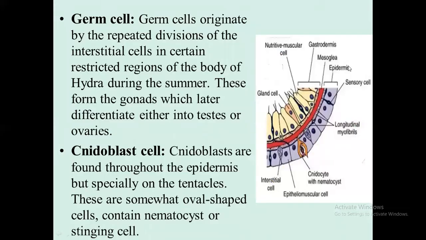Now, germ cells. Germ cells originate by repeated divisions of the interstitial cell in certain restricted regions of the body of Hydra during the summer. So germ cells are produced from interstitial cells. Actually, a germ cell is one kind of transformed interstitial cell, and it originates only in summer. These form the gonads, which later differentiate either into testes or ovaries. In male it is called testes, and in female it is called ovaries.